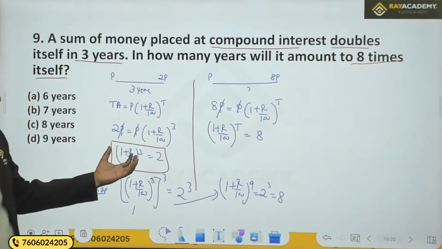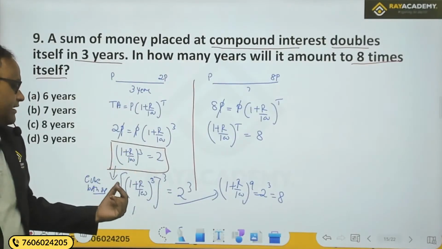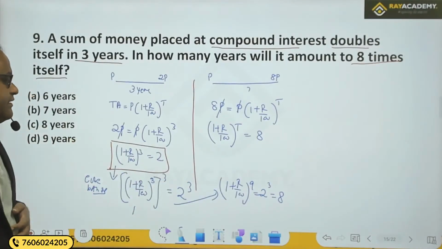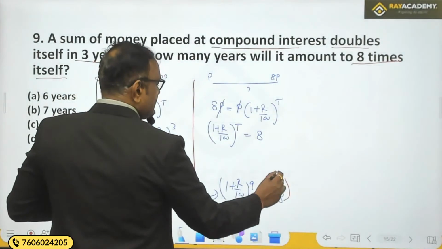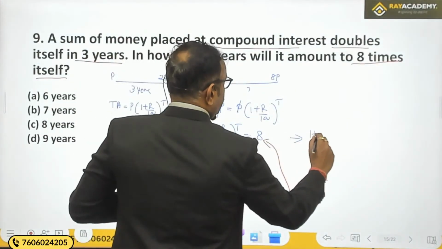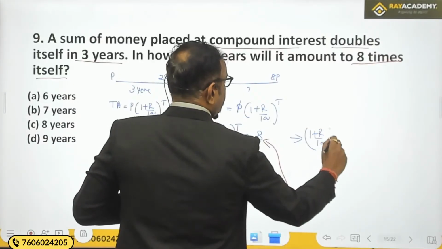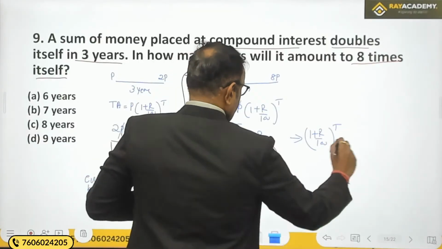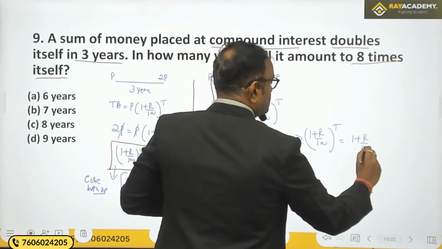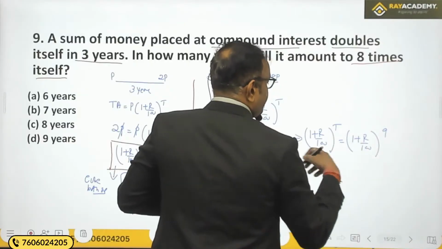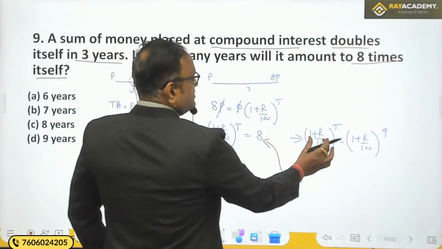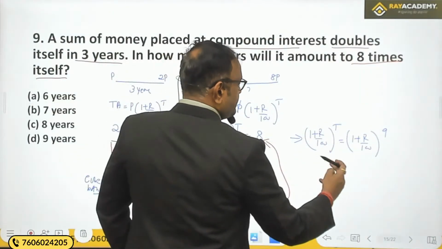Are you getting this? 1 plus R by 100 to the power 3 equals 2, when we cube both sides, we get 1 plus R by 100 to the power 9 equals 8. Now what I will do is replace this here. So this becomes 1 plus R by 100 to the power T equals 8, meaning 1 plus R by 100 to the power 9. Now if you compare the left hand side and the right hand side, it is 1 plus R by 100, so T becomes 9.